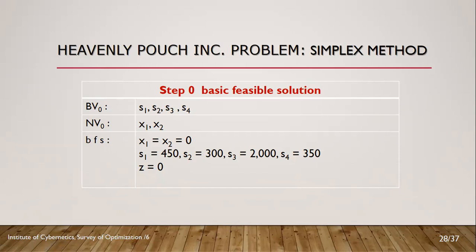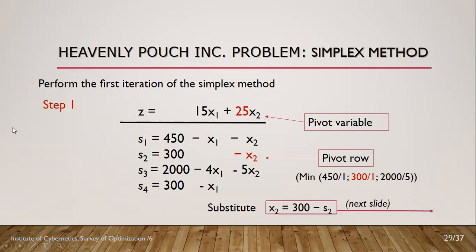So let's analyze our problem written in the dictionary form. At step 1, let's analyze it further. Remember that according to the algorithm, we need to select the highest positive coefficient from the objective function. That is 25. Then x sub 2 will represent the entering or pivot variable. So this column corresponds to the pivot column. And now we need to determine the pivot row.